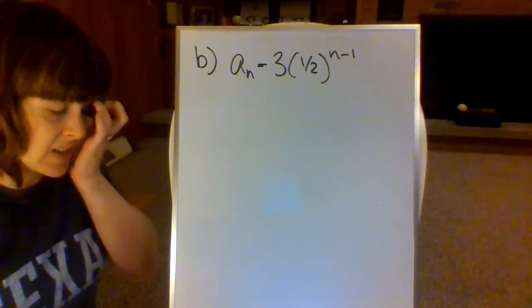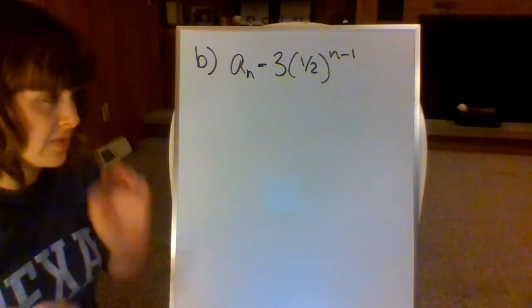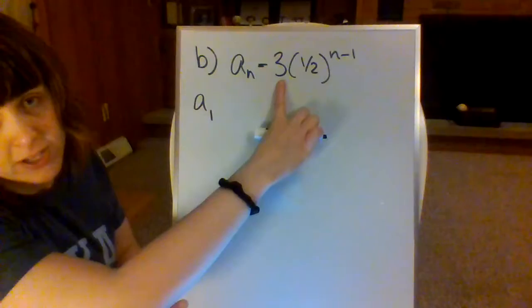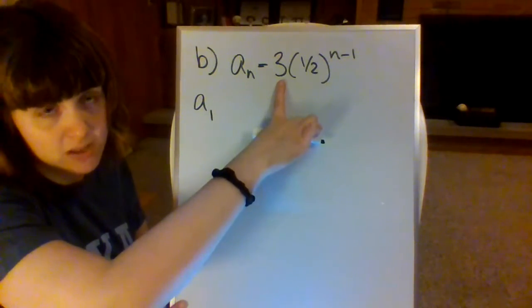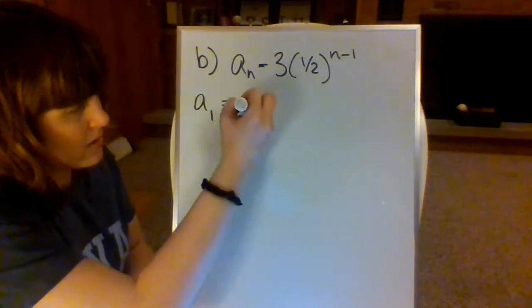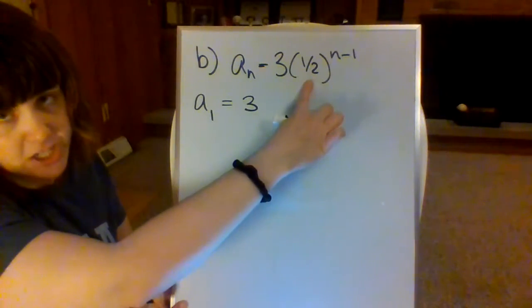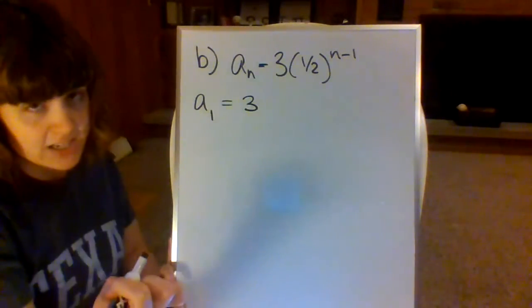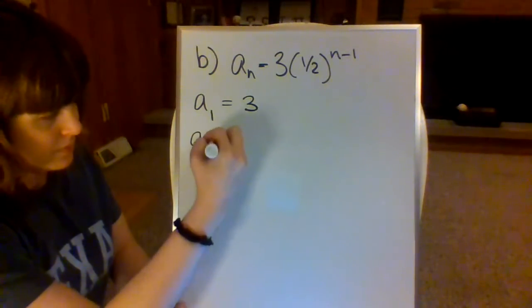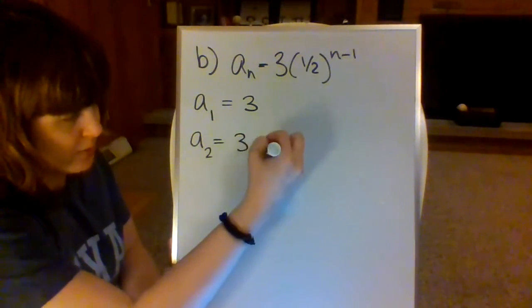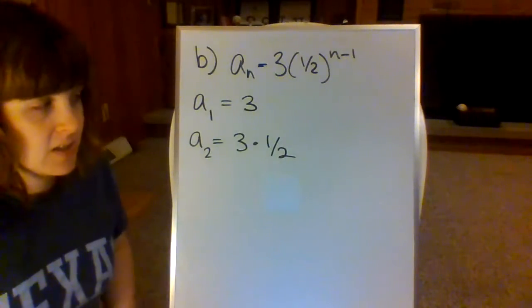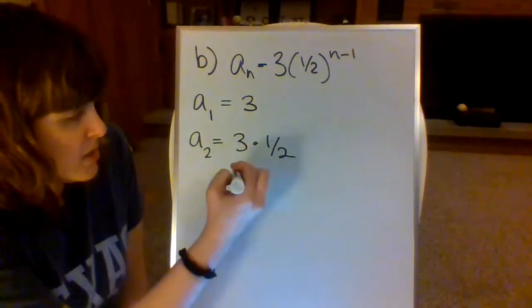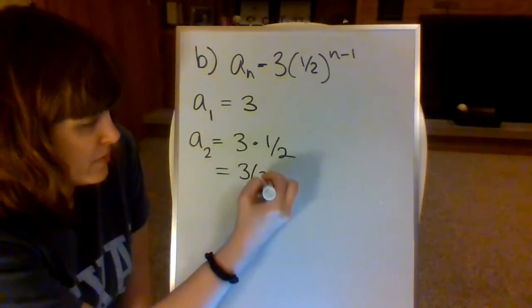Okay, so let's analyze this formula for a second. A1 should be this number in front of the parentheses. So A1 is going to be 3. This right here is the ratio, so we have to multiply 3 times 1/2 to get the next number. If you multiply 3 times 1/2, that would be 3 over 2, or 1.5. Okay, so 3 over 2.